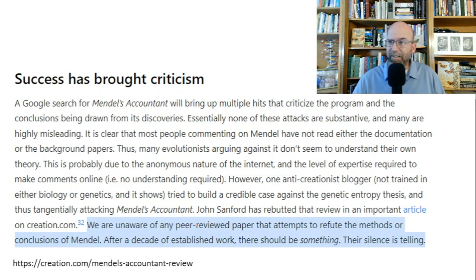And none of them, I believe, are really population biologists. And the first article we started with, Don Batten, he is a biologist, but he's not much of a geneticist. He tried to create a credible case for the genetic entropy thesis, and thus tangentially attacked Mendel's account. I've read that critique, and it's quite good, and I will link to it at the base.